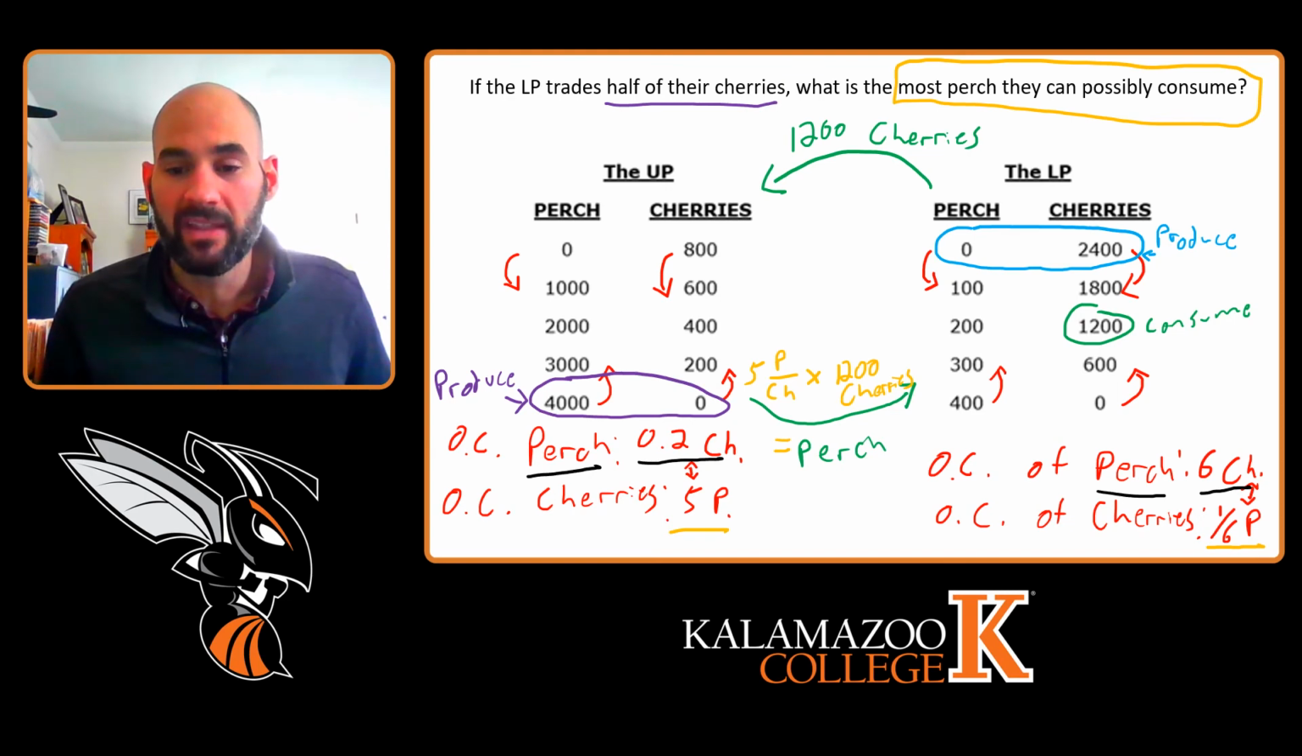If we were to do this math, we would then see that 5 perch per cherry multiplied by 1,200 cherries would be 6,000 perch. However, because they're only producing 4,000 perch, then they are only going to be able to send over 4,000 perch.